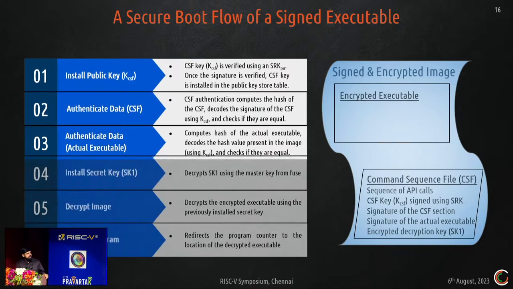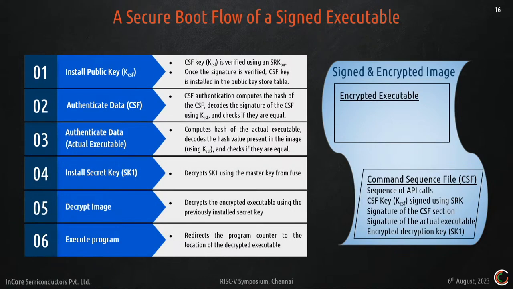Now, what happens if I want to support an encrypted boot flow, right? If I want to make sure that the image that I have is not readable by anybody else other than just this processor, you would have to encrypt your entire program. Once you have done that, what happens in the secure boot flow is the first 3 steps are same, but before you execute the program, you would have to install the key that can decrypt the program, then go ahead and actually decrypt it, and then execute the program.